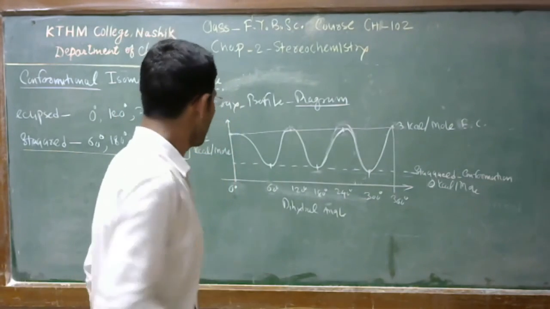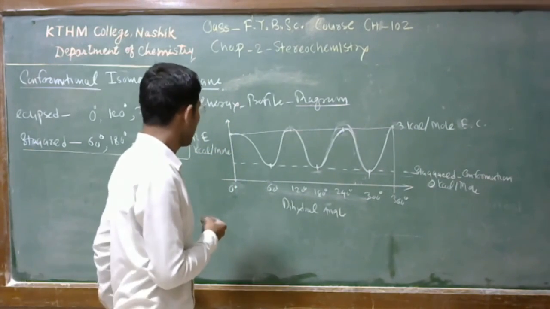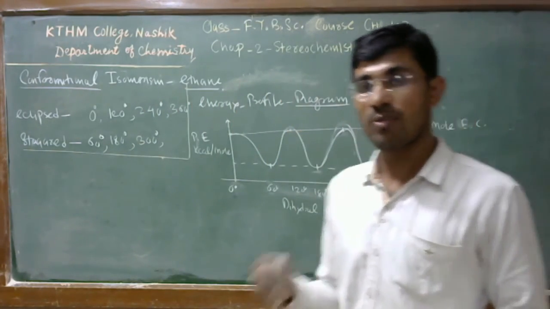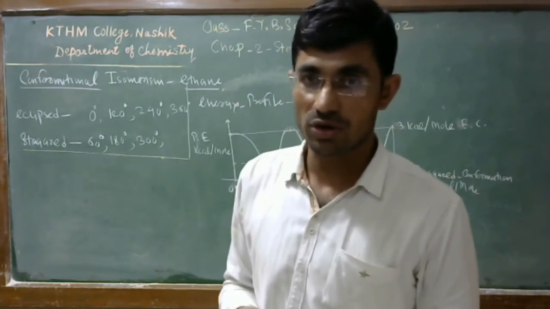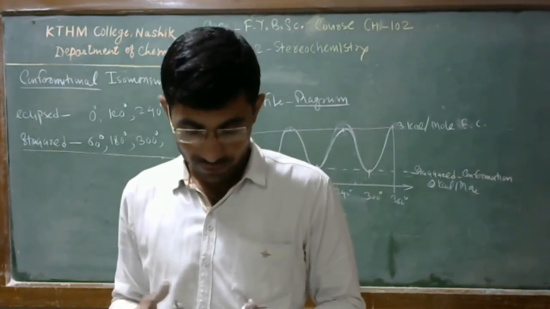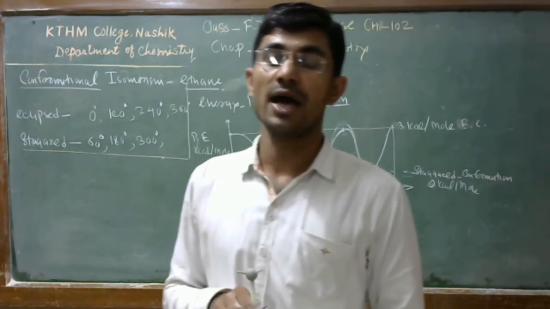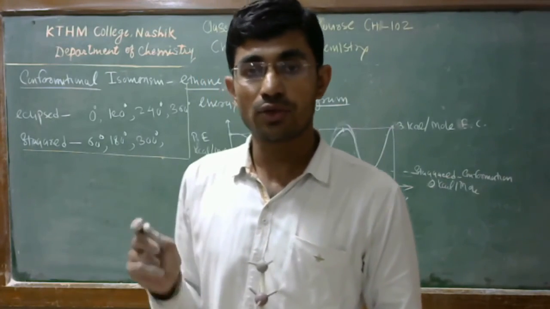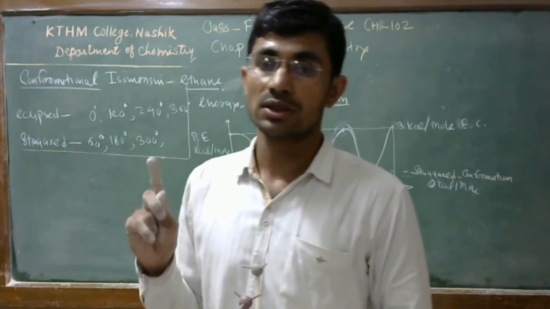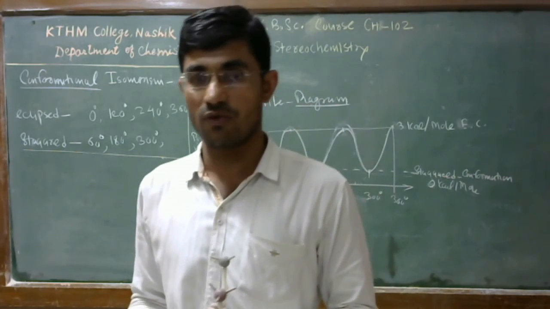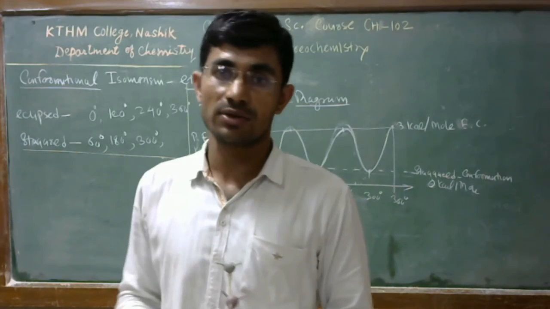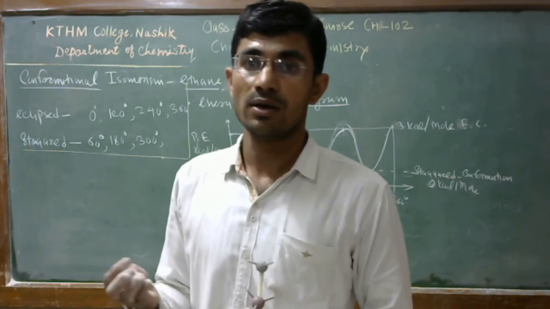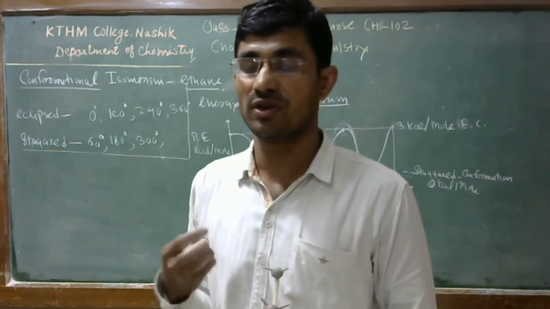So in this way we can plot the graph of potential energy versus dihedral angle. With the help of the dihedral angle, we see how the energy of the molecule changes. From this graph we can conclude that the energy barrier between two conformations is only 3 kilocalorie per mole. And also we can conclude that the staggered conformation is the most stable conformation, while the eclipse conformation is the least stable. So the staggered conformation is the more favorable and preferred conformation.